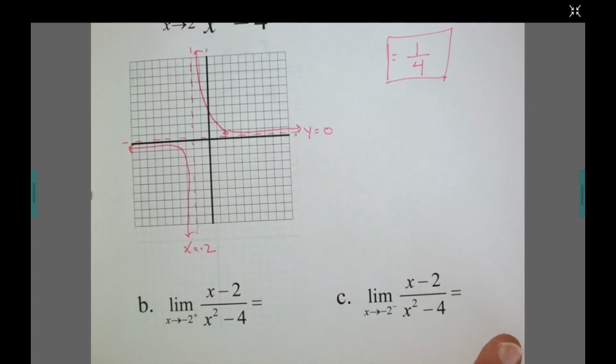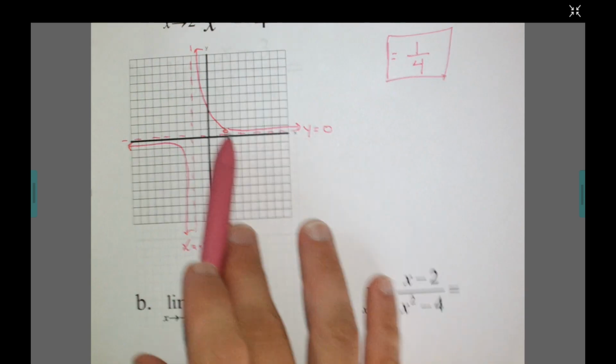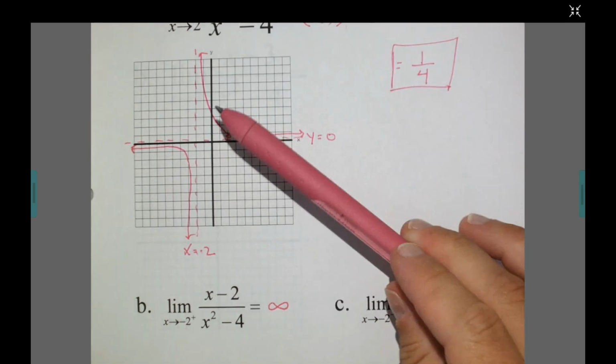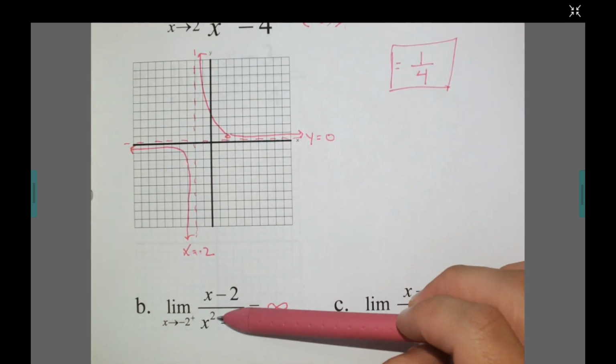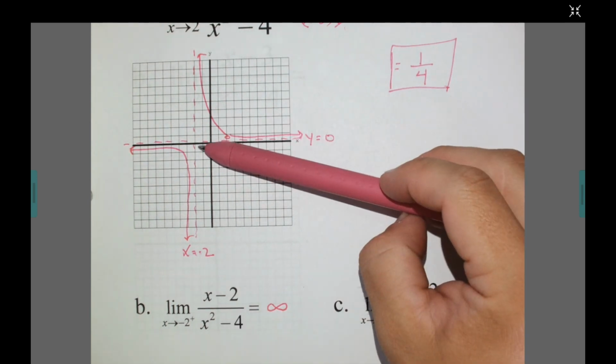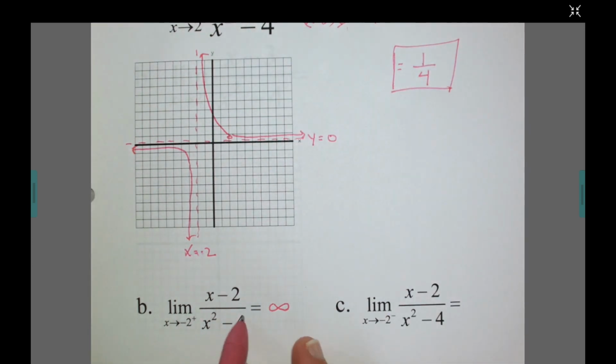All right, working on the other limits that we have, -2 from the right. As I approach -2 from the right, we're going to positive infinity. If you didn't have a graph here, you could also plug in values that approach -2 from the right, like -1.5, -1.9, and so on. What you're going to find is that your denominator is going to end up being an extremely small number. And when we have a positive number divided by an extremely small positive number, it's going to go to infinity.